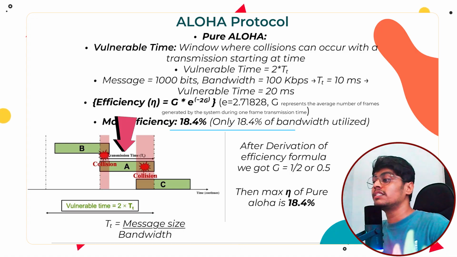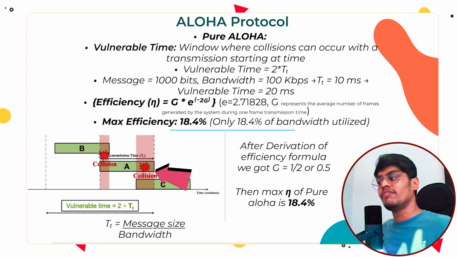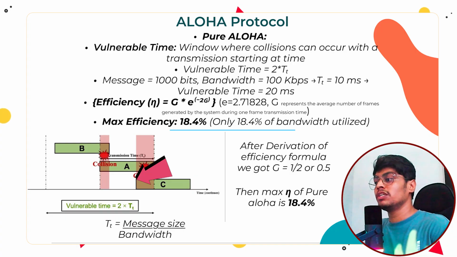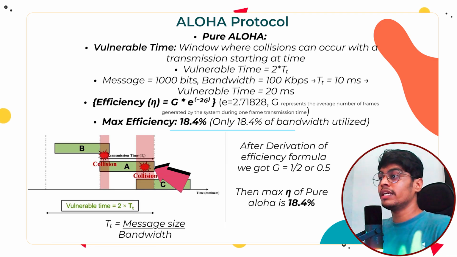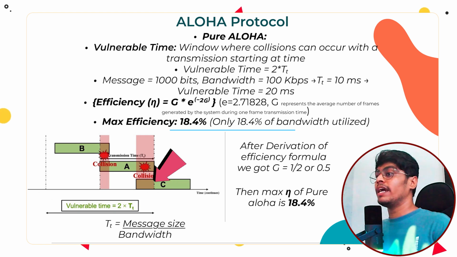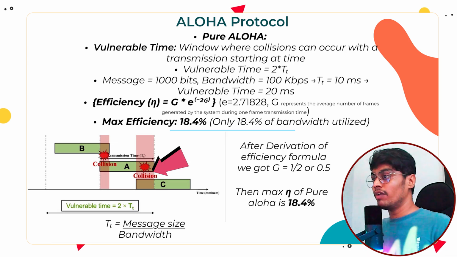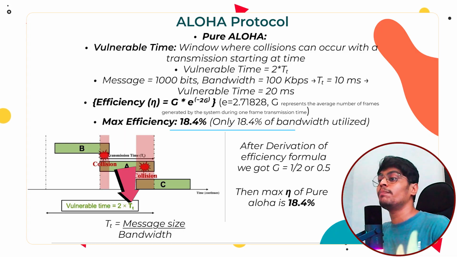Now during these 10 milliseconds, if any other station starts transmitting, what will happen? Collision will definitely occur. Let's say someone starts transmission here, collision occurs. Someone starts here, collision occurs. Even at the very last moment, if my last bit is traveling on the channel and at the exact same time someone else starts their first bit, then my last bit and their first bit will collide. Even if one bit collides, the entire message gets corrupted. So during this entire 10 milliseconds, or you can say during this entire transmission time, no other station should transmit. This is one part of vulnerable time.